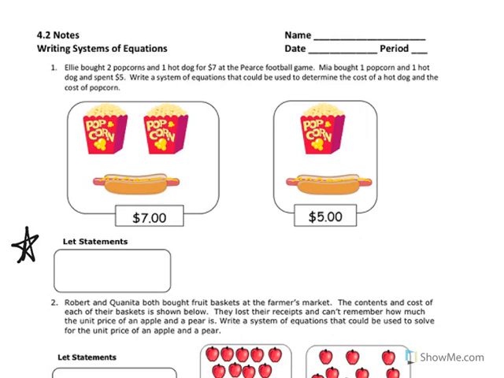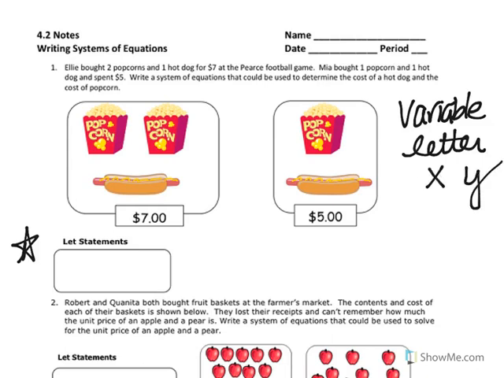Now remember, a variable, we talked about this yesterday, a variable is a letter or a symbol that we use to represent something. So most of the time in algebra we're using x's and y's, right? So let's use an x and a y. How about we let x equal popcorn? And then let's let y equal a hot dog.